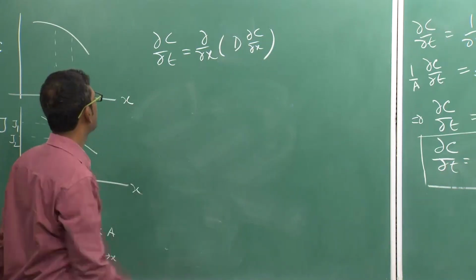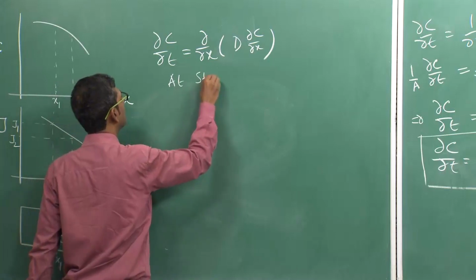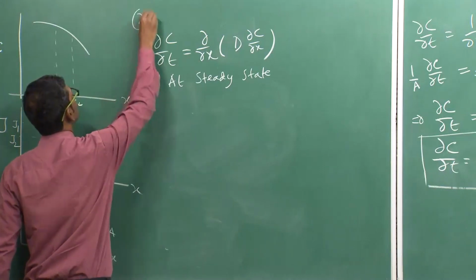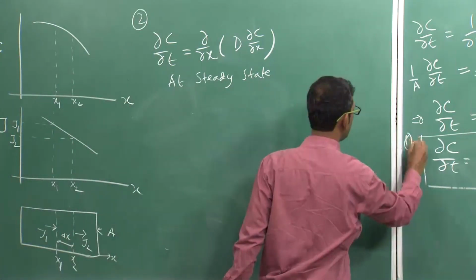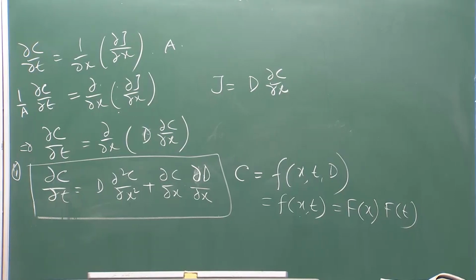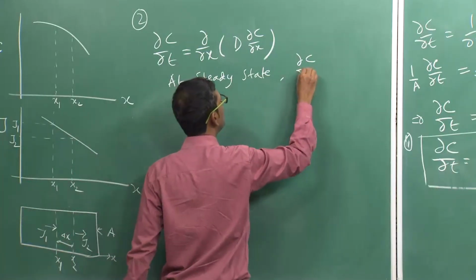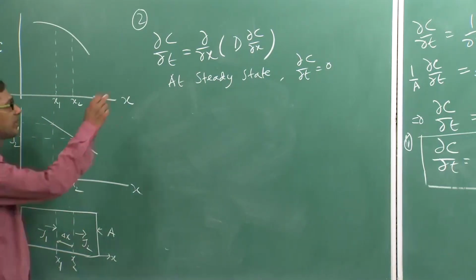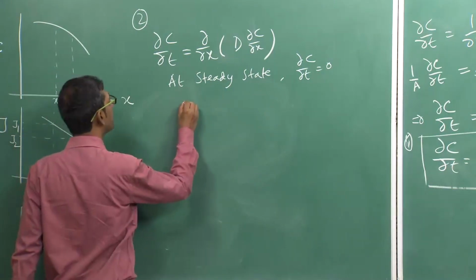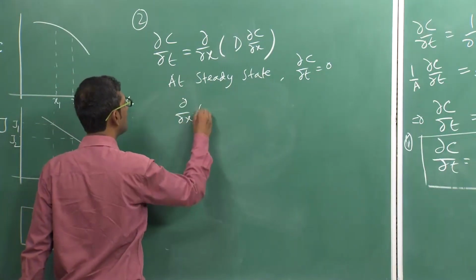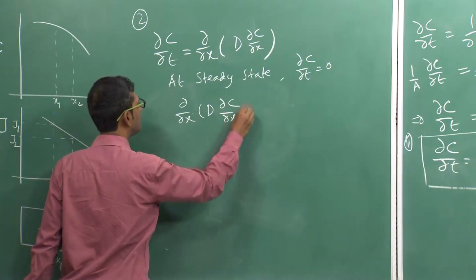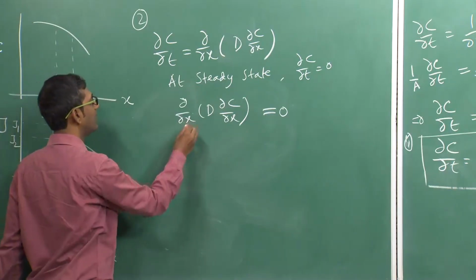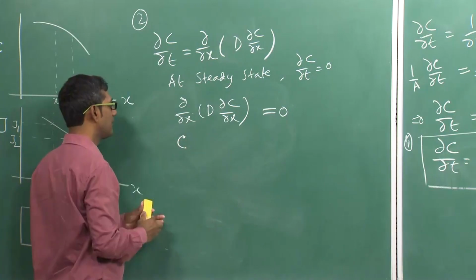Okay, now suppose at a steady state, so this is point number 2, that is point number 1, please remember these. Point number 2, at steady state, obviously del c del t equals 0. Steady state means nothing is varying as a function of time, even the composition. If that is the case, then the equation becomes very easy. It is a second order differential equation, so you can integrate it very easily.